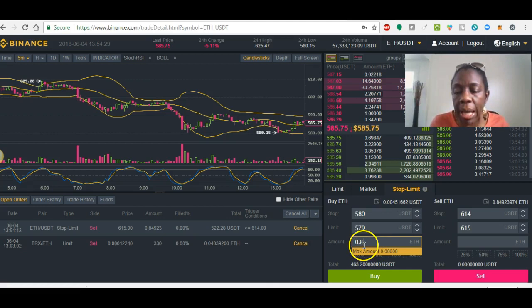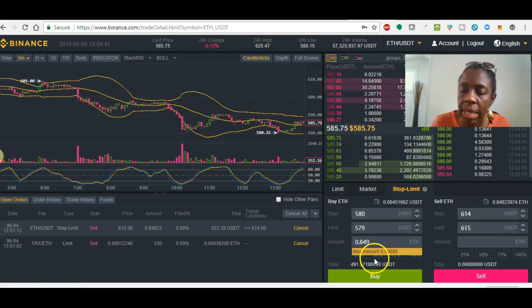So now I want to buy. So over here, I sold 0.849. I made a little profit. And once I've sold, I can come over here and decide, okay, the price is low, I want to buy at a lower price.